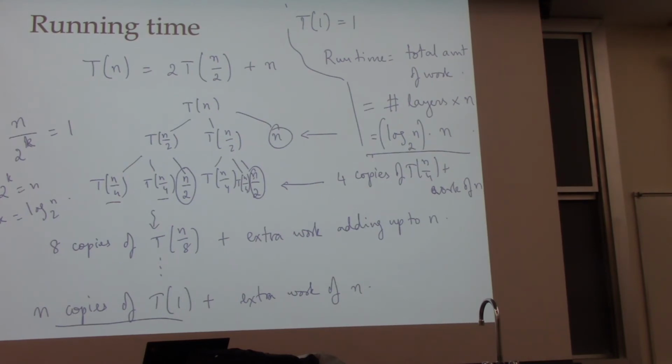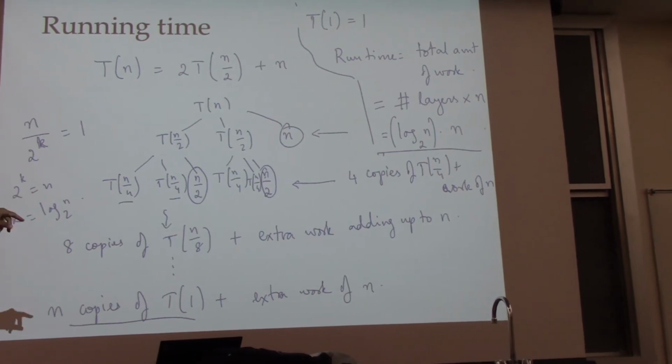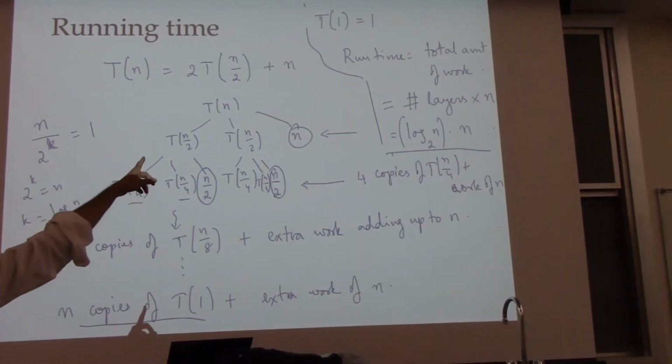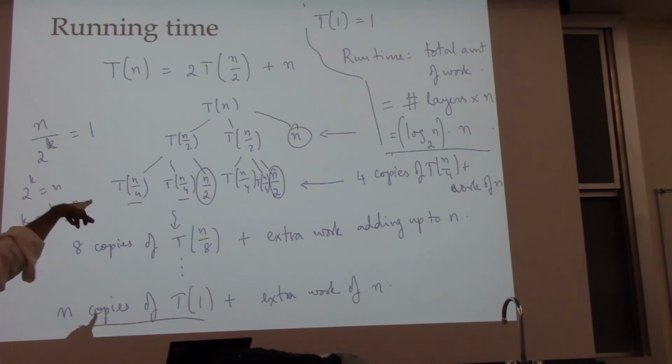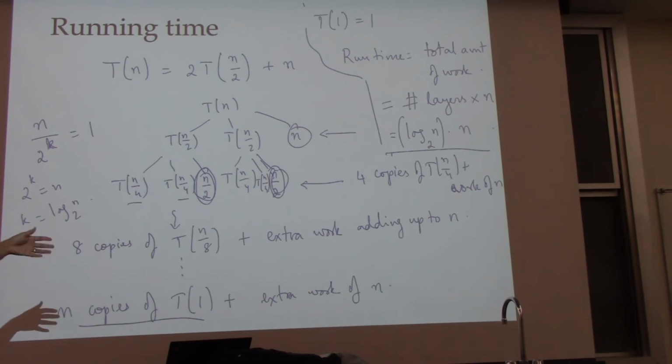Because in every layer we observed that the total amount of work you're doing adds up to n. And the reason for that is that in the first step it's n by definition. In the second step, you have two of these n over 2's. In the third step, you'll have 4 of n over 4's, and so on. If you really want to be precise, you should probably write that also. So you'll have 4 copies of T of n by 4 plus so many copies of n by 2 as the extra.